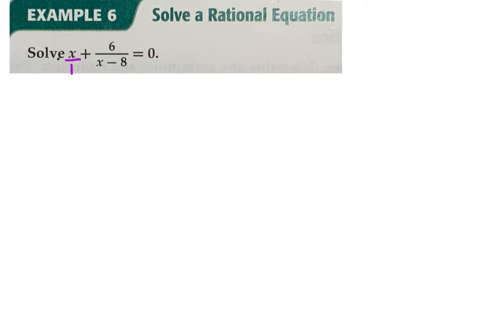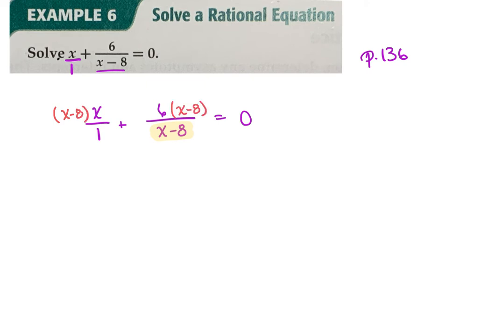So then the only denominator I have here really is this guy. So I'm going to take this equation and multiply everything by my common denominator, all right? So I'm going to say x over 1 plus 6 over x minus 8 equals 0. My common denominator is the x minus 8. So I'm going to multiply every single piece of this by x minus 8. Every single piece is multiplied by your denominator, okay?